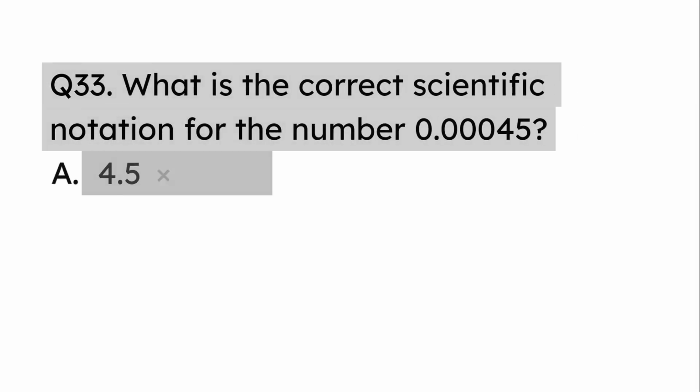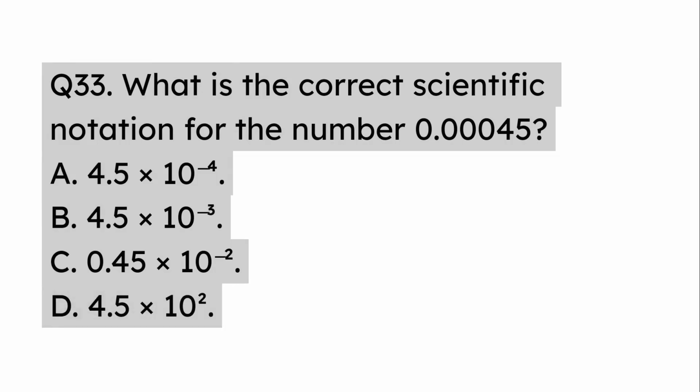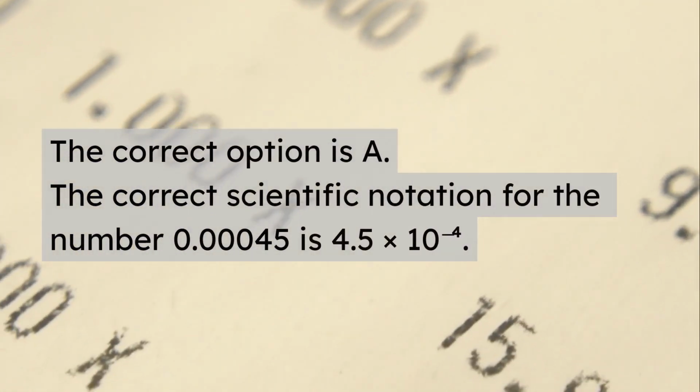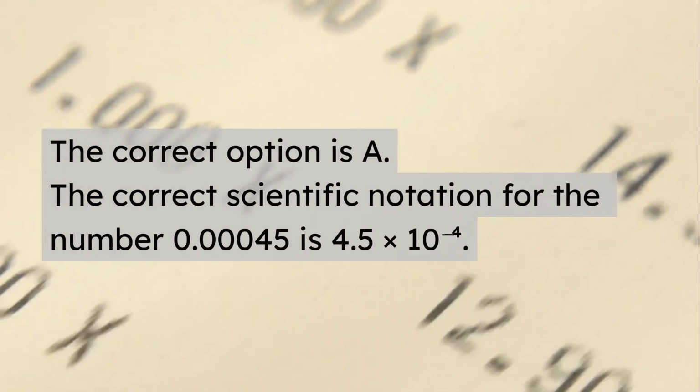Q33. What is the correct scientific notation for the number 0.00045? A. 4.5 times 10 to the power of 4. B. 4.5 times 10 cubed. C. 0.45 times 10 squared. D. 4.5 times 10 to the power of 2. The correct option is A. The correct scientific notation for the number 0.00045 is 4.5 times 10 to the power of 4.